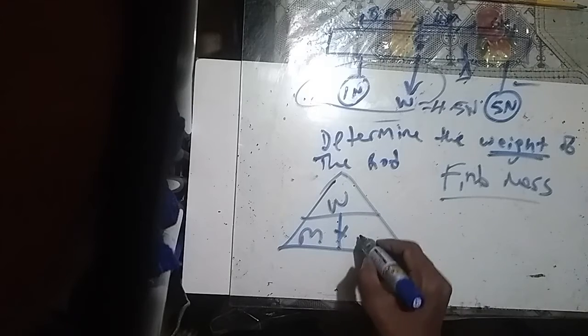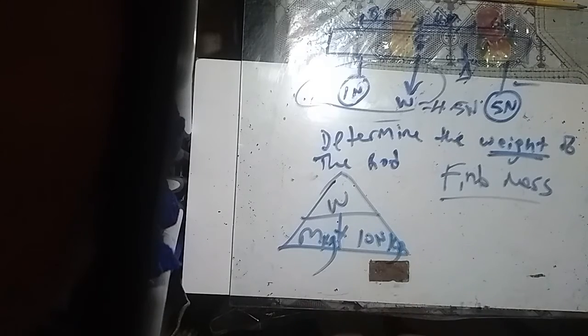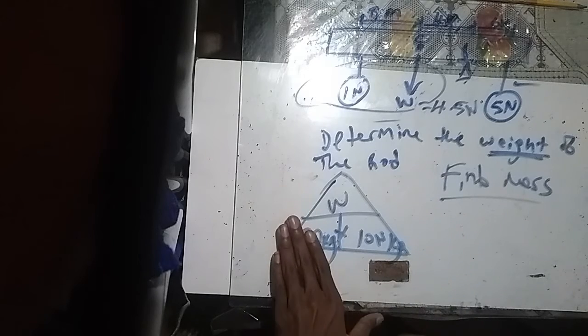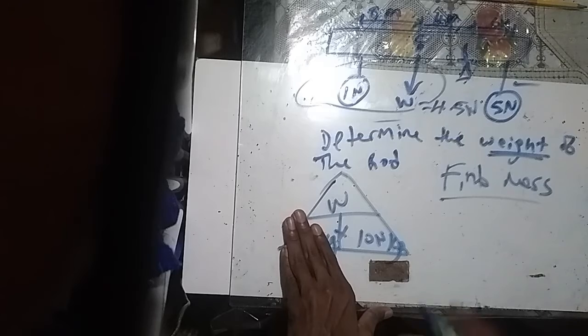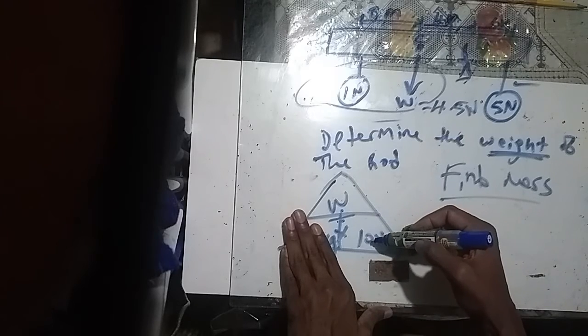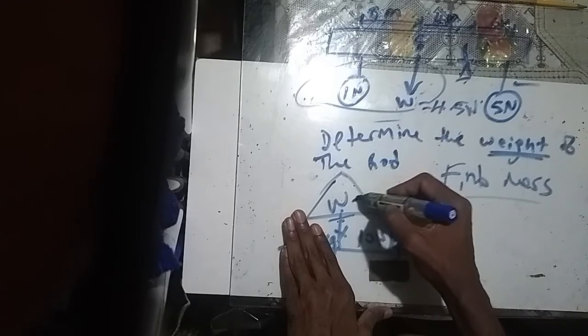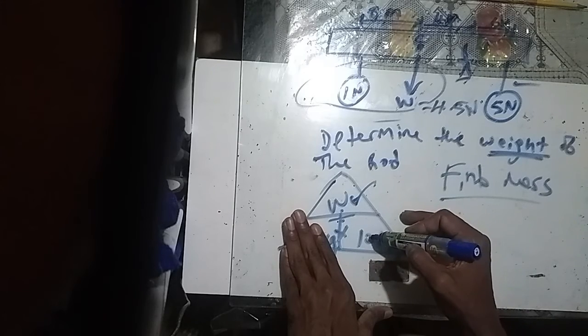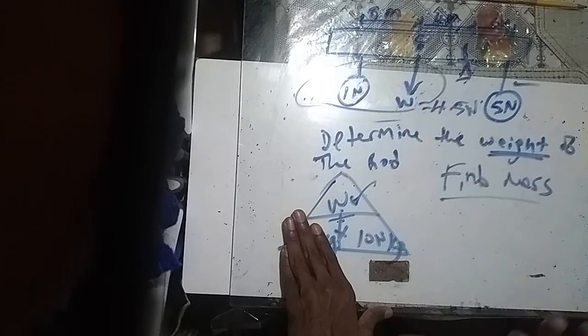Multiplied by gravity, which is 10 Newton per kilogram. This should be in kilogram. Okay? So, we know the weight triangle. We know, therefore, that if we have the weight up here, then we find the mass. All I have to do is cover mass. That tells me that I must divide my weight by my 10 Newton per kilogram, which is my gravity. You always know that gravity is 10 Newton per kilogram.